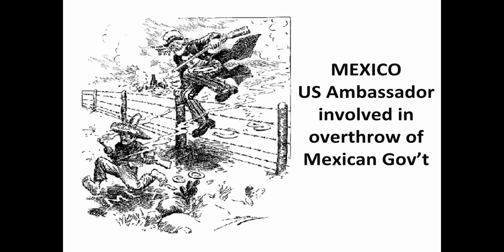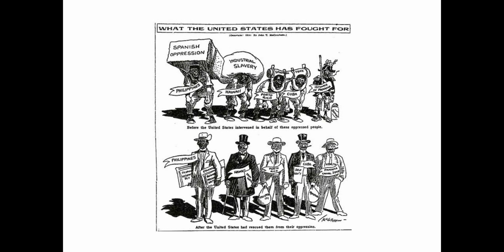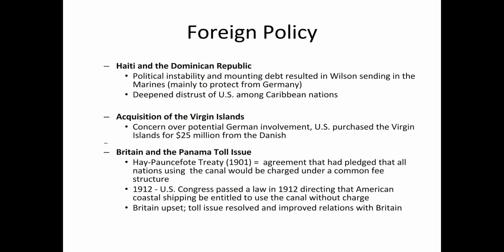You also have an issue where the U.S. ambassador is involved in the overthrow of the Mexican government, so we're seen as being meddling in other nations. And so there was this pretty healthy debate nationally about our role in the world and what we should do and why we should be doing it. You had anti-imperialists who were very outspoken and calling out some of the hypocrisies, and then you had pro-imperialists who were saying we need to protect our territories and our borders. So expansionism also came with a lot of anti-immigrant sentiment as well.